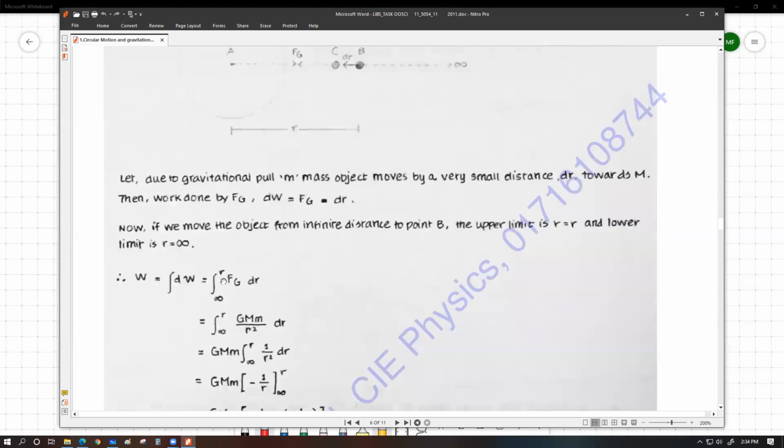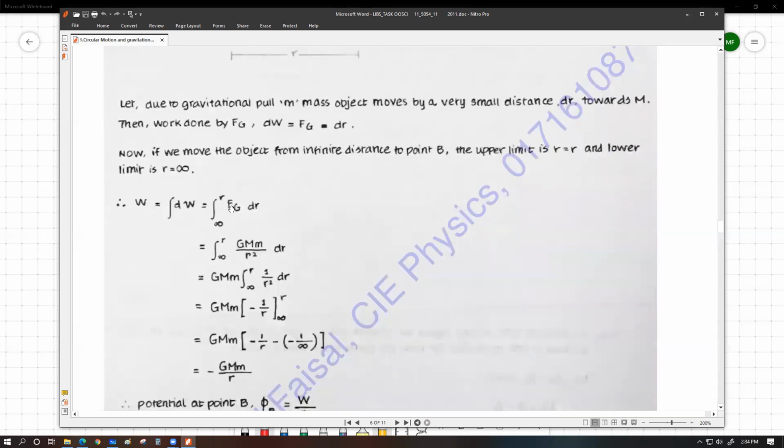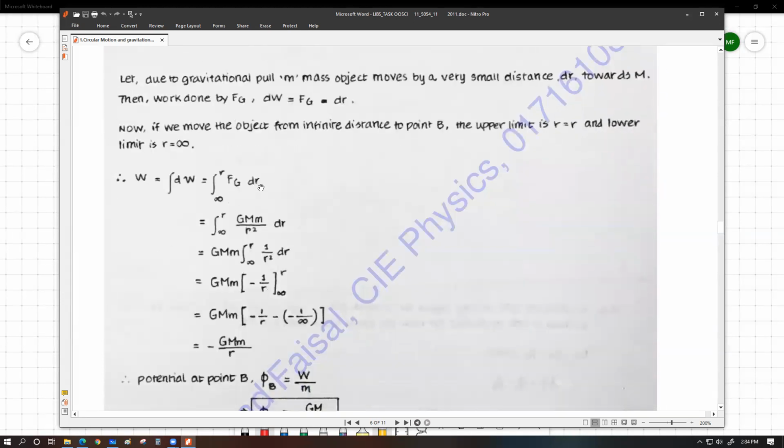So we are placing those two limits over here and integrating the total amount of work done, that is, how much work would be required if we wanted to move the object from here to B. This was the differential equation based upon this idea, and then we are integrating from infinite distance to point B. So we are placing the variables over here: Fg into dr, where Fg equals GMm by r square, into dr.